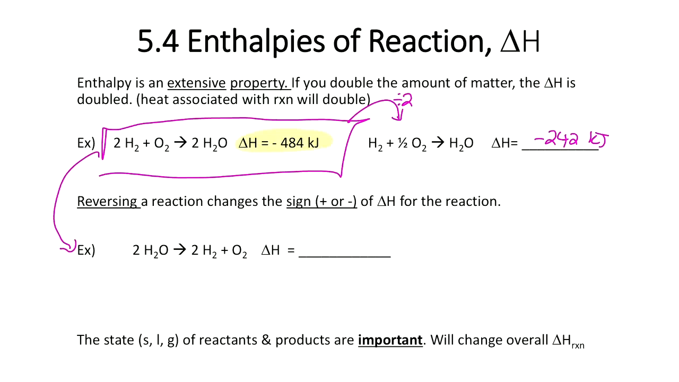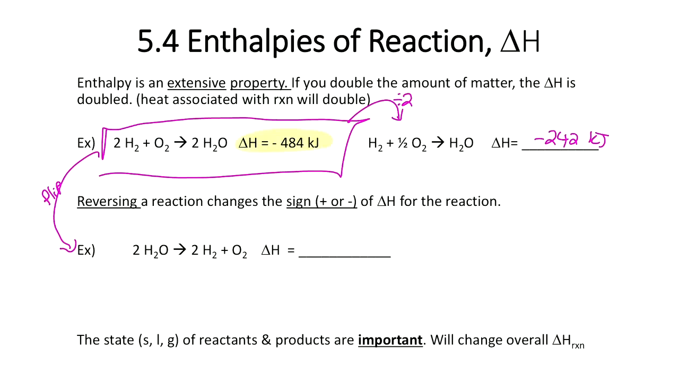So if I reverse a reaction, if you look really closely here, I'm taking hydrogen gas and oxygen gas making 2 waters. But in this reaction, what am I doing? I'm doing the opposite. I'm taking 2 waters and decomposing them, splitting them back into hydrogen and oxygen. So in this example, I didn't double it or triple it. I flipped it. If you flip a reaction, if you do the reverse of a reaction, what you do is change the sign of enthalpy, of the energy change.